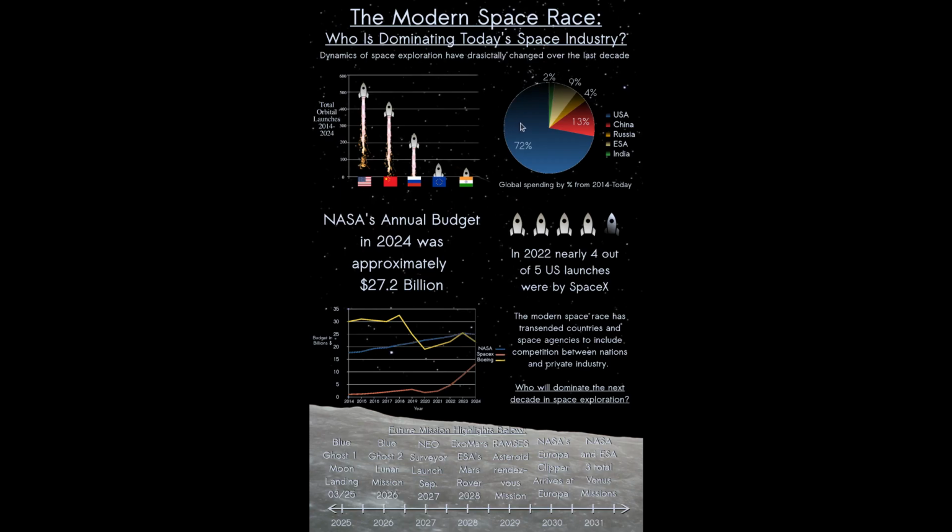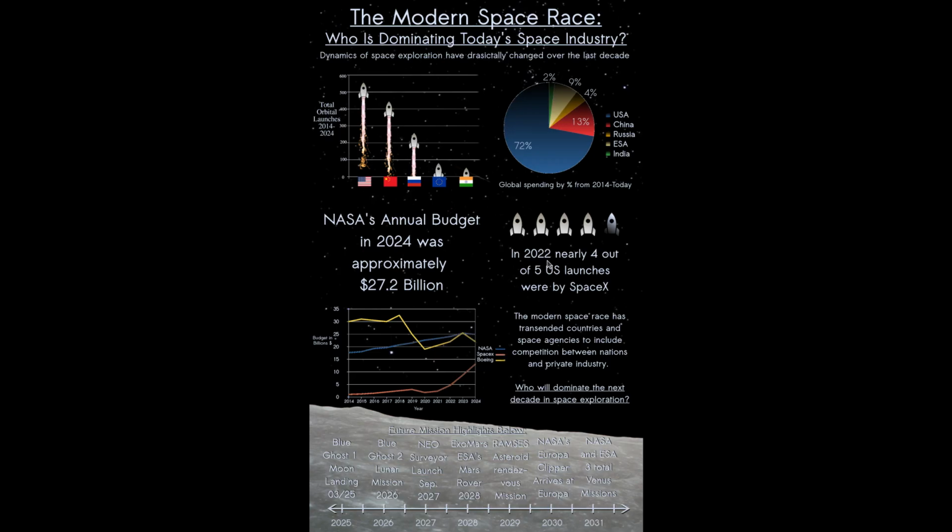For spending, I used a pie chart to show each country's budget over the last 10 years with easy-to-read percentages. I also included a line graph comparing NASA's budget with Boeing and SpaceX, and this shows how Boeing and SpaceX have surpassed or are overtaking NASA in their budgets.